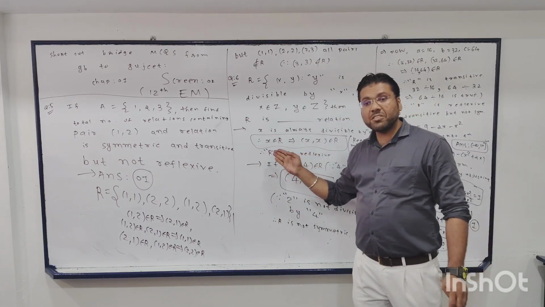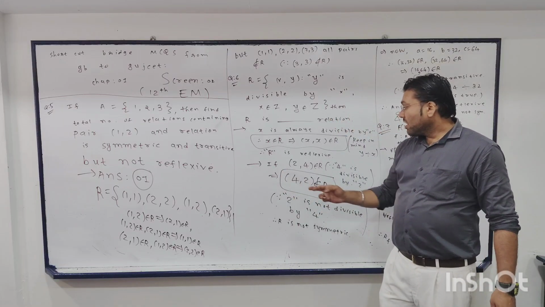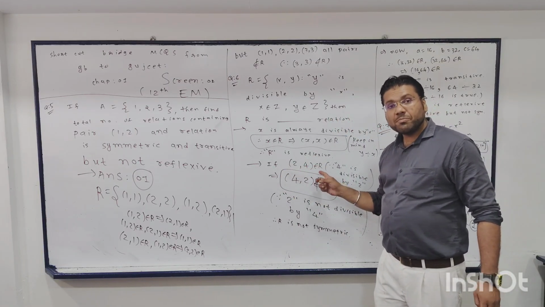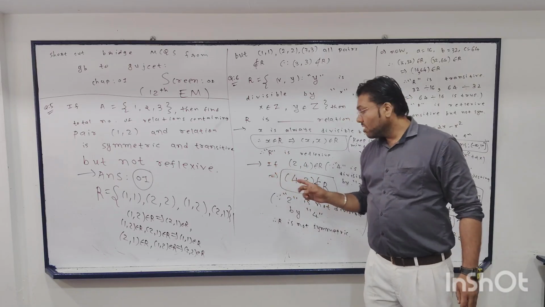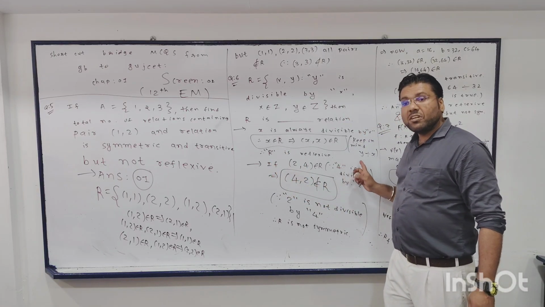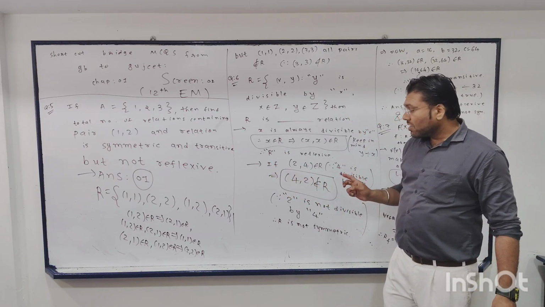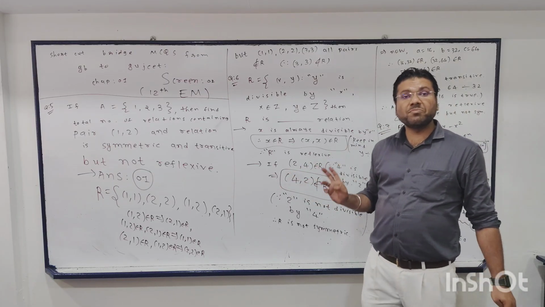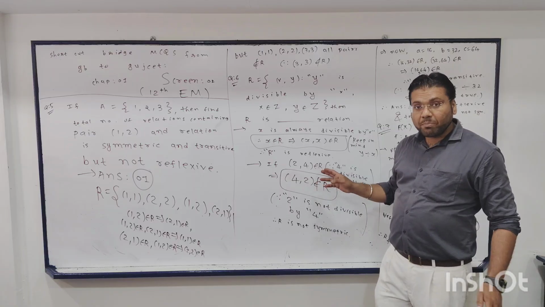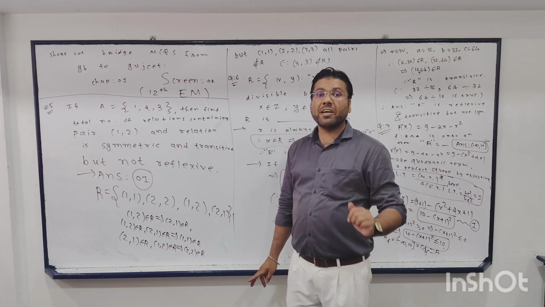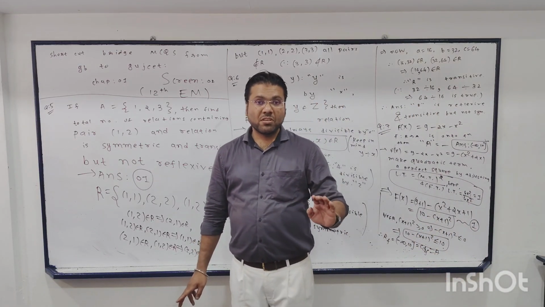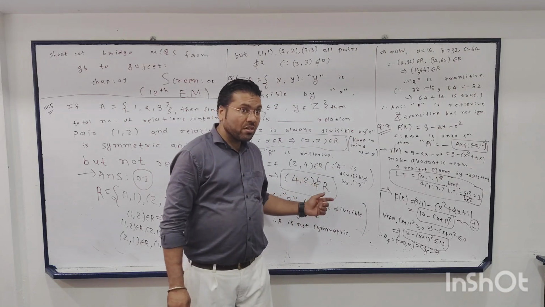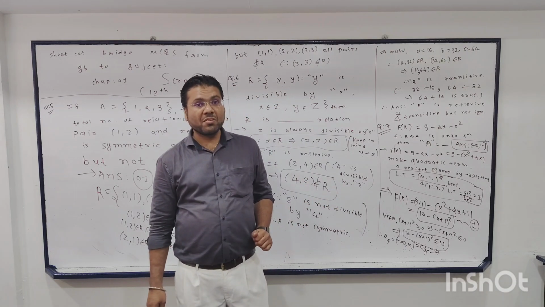R is a reflexive relation. Here if we say (2, 4) belongs to the relation, which means 4 is divisible by 2, then obviously 2 is not divisible by 4. So if (2, 4) belongs to the relation, then the reverse pair (4, 2) does not belong to the relation. So the relation is not symmetric, friends.